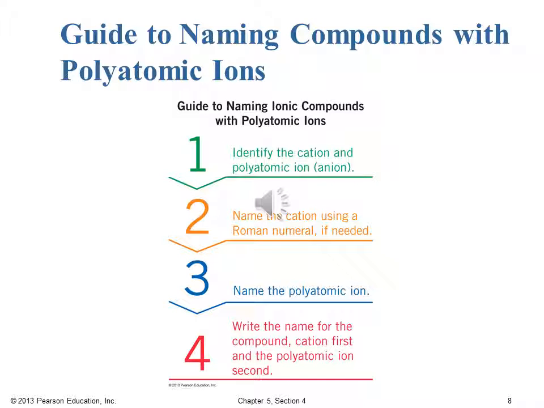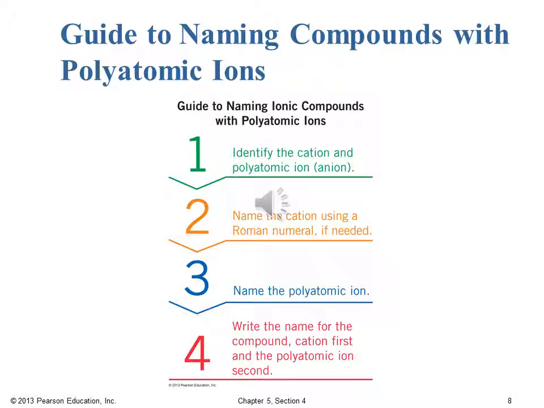Alright, so we've gotten used to these guides. So now we have a guide here on this slide to naming ionic compounds with polyatomic ions. So first we will identify the cation and polyatomic ion, the anion, and again it could be a polyatomic cation if we're dealing with ammonium ion, but most of the time we're dealing with anionic substances for the polyatomic.